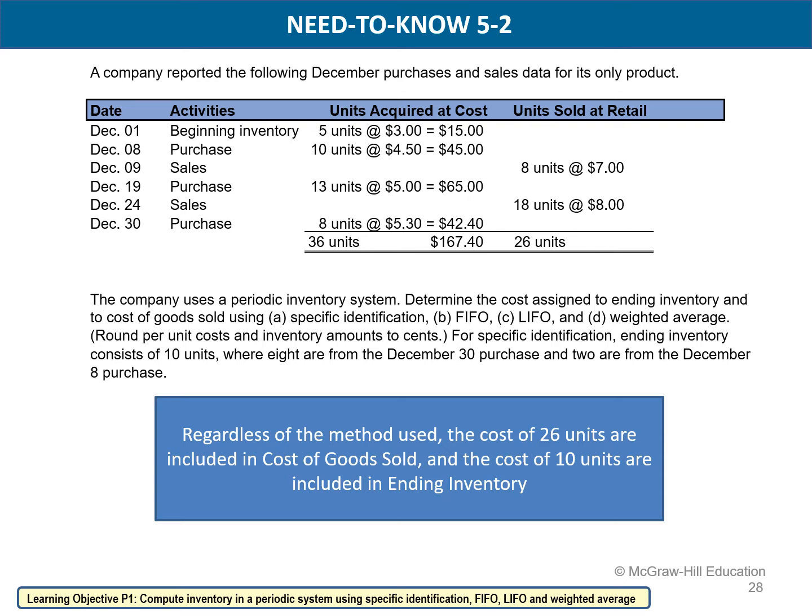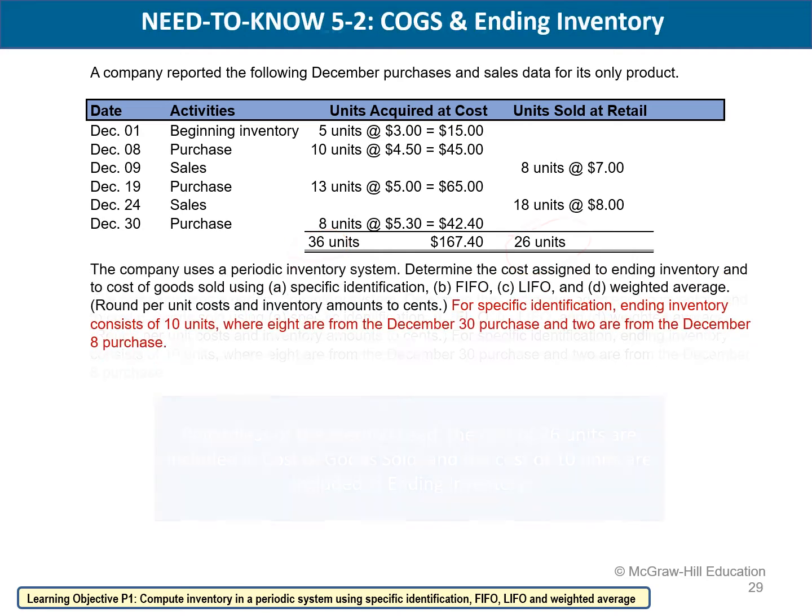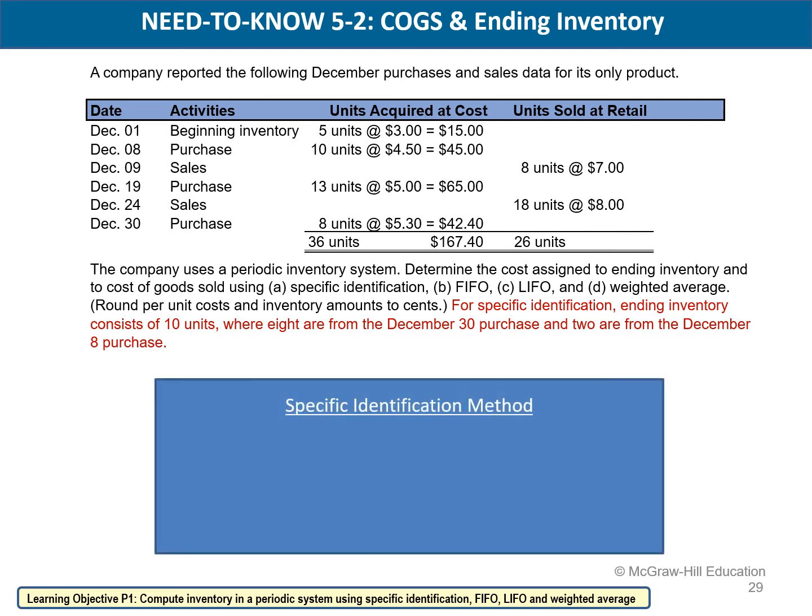So no matter what method we use, we should have 26 units in cost of goods sold and 10 in ending inventory. Okay. So we have 36 to start right here, and we sold 26. All right, so let's do specific identification first.